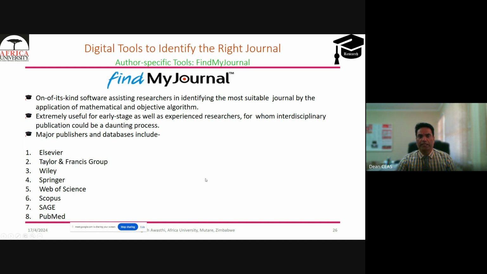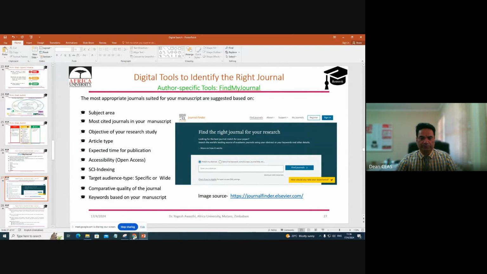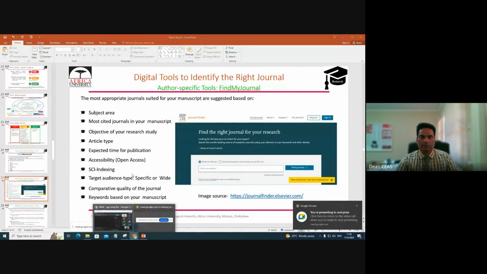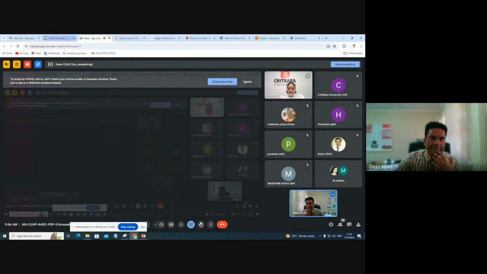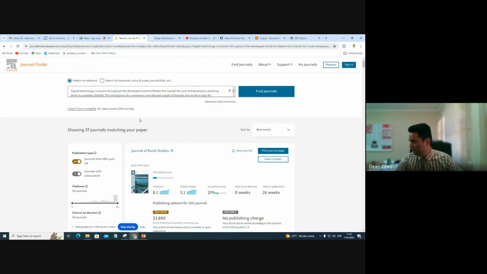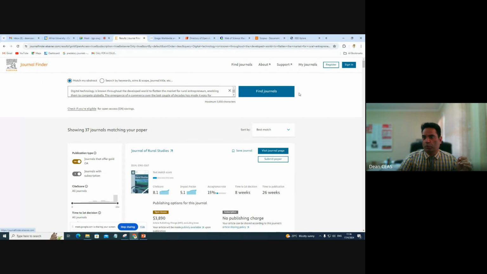So when you open this tool, the source is journalfinder.elsevier.com. I think I already opened this website. Okay, can you see this page? Yes, sir, it is visible. Okay, so when you open this website, it will open like this.